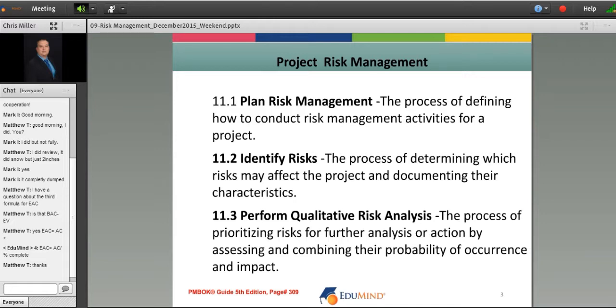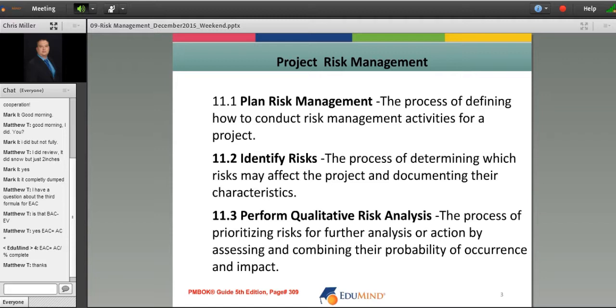Once you do that, we identify the risks, the process of determining which risks may affect the project and documenting their characteristics. And then you're going to perform qualitative risk analysis, which is the process of prioritizing risks for further analysis or action by assessing and combining their probability of occurrence and impact. So basically, you're just making a list of the possible potential risks, and you're prioritizing them.